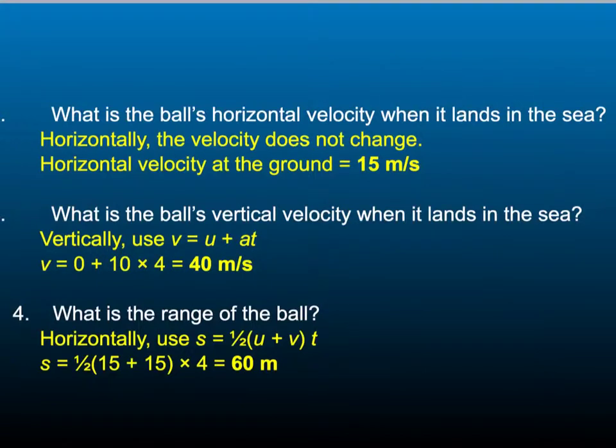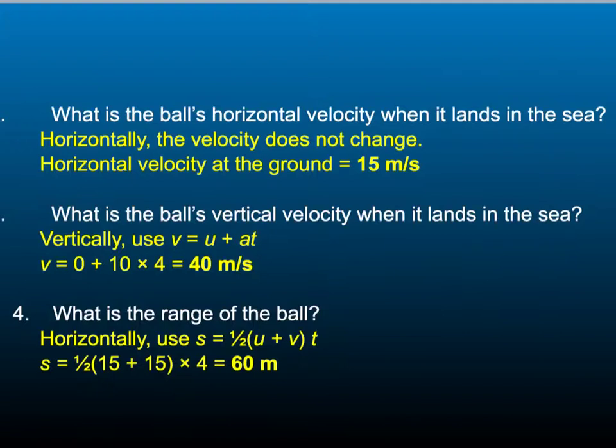If we're looking, however, at the ball's vertical velocity, we know that this does change because gravity is acting on the ball. We know that our U is 0, we know that acceleration is 10, and we know that the time taken is 4. So we could use V equals U plus AT. We put our numbers in there. The ball's vertical velocity is 40 metres per second.